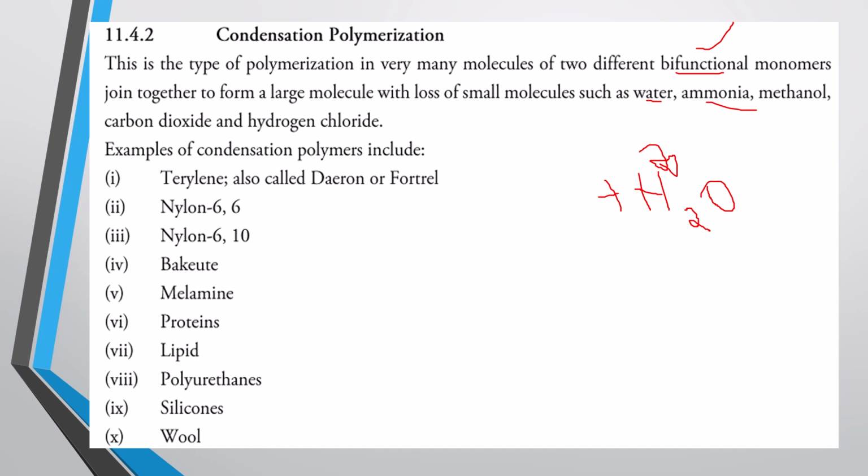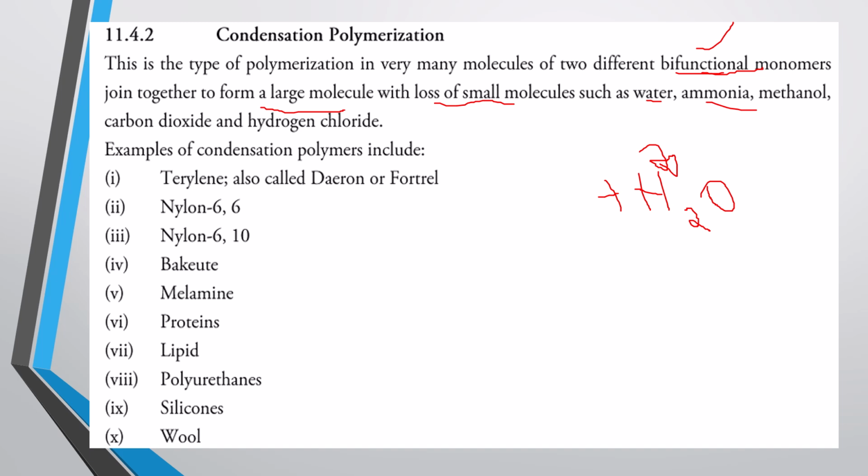So make sure that in your definition, you have bifunctional monomers as the key term, because the monomers that you are combining must have different functional groups. And also, after forming your polymer, or the large molecular mass compound, you must form it with loss of small molecules. For example, water, ammonia, ethanol, or carbon dioxide.